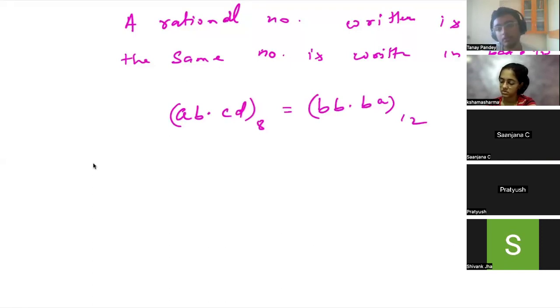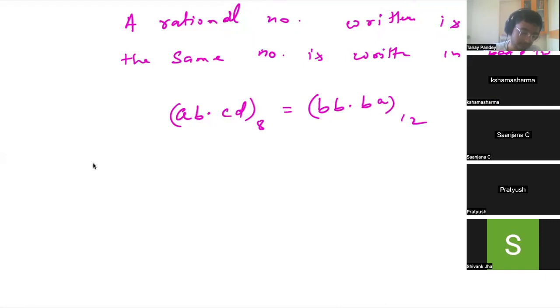The rational number is written with base 8. What is the statement? The rational number is written in base 8. The same number is written in base 12 as this, right? The first number is AB dot CD, with CD after the point, with base 8, that is equal to BB dot BA with base 12, right? We have to find the number ABCD. Is this okay? Try this.